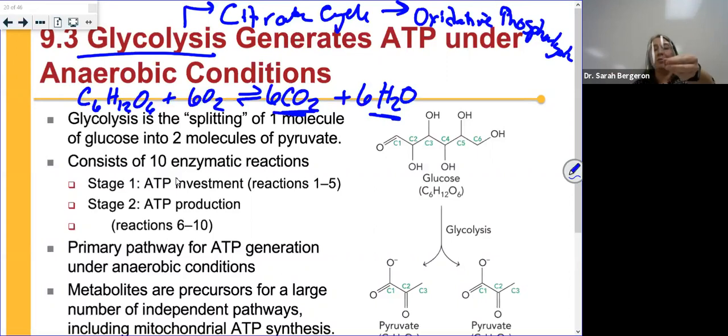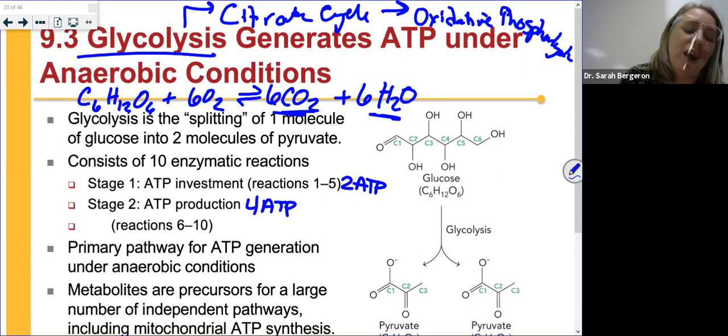And what kind of money do we spend in the cell? ATP. So we're going to spend some of that money, some of that ATP. We're going to actually invest. Anybody know how much we're going to invest? 2 ATP. And then we're going to get a payout in stage 2. What's our payout in stage 2? 4 ATP for a net of plus 2 ATP.